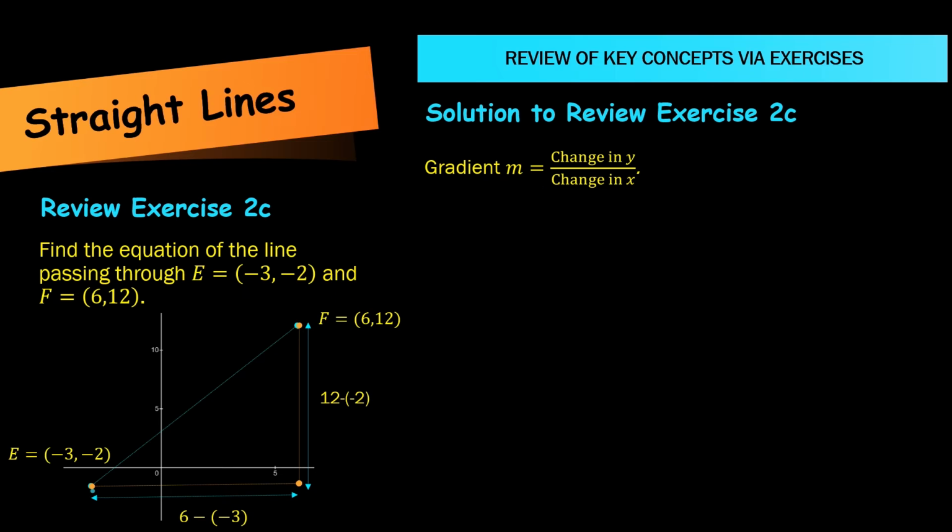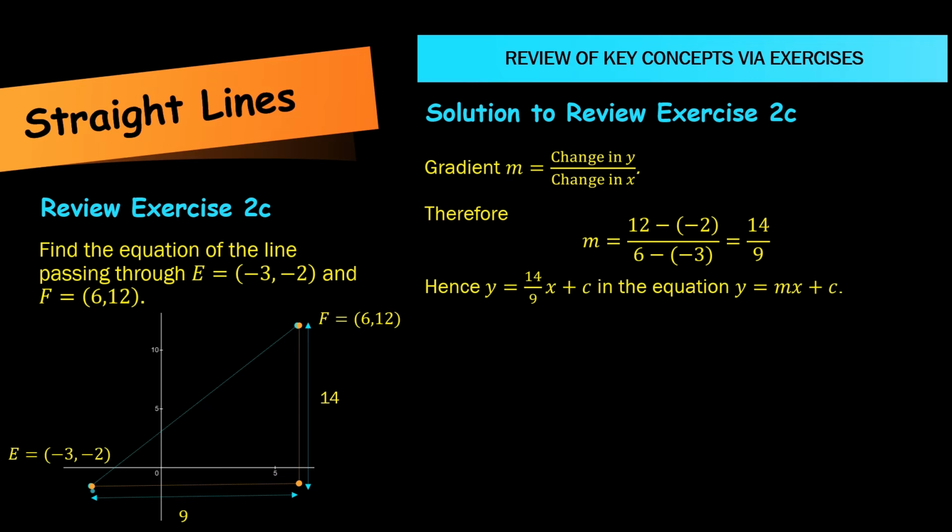So plugging these values in, we have m = (12 minus minus 2) over (6 minus minus 3). And tidying up gives 14/9. And therefore the equation is y = 14/9 x + c in the equation y = mx + c.